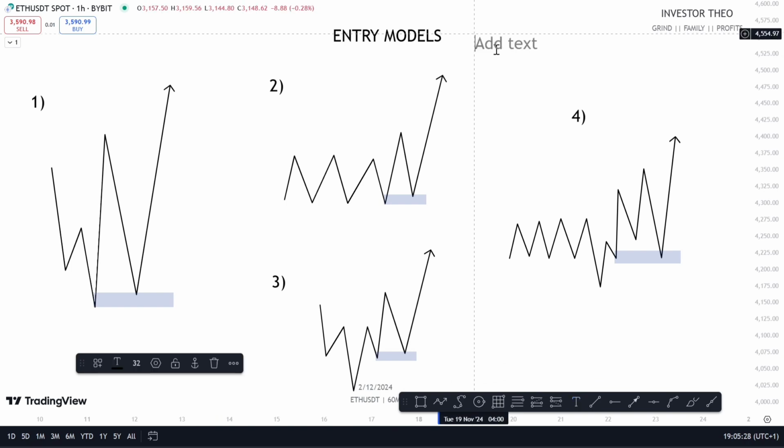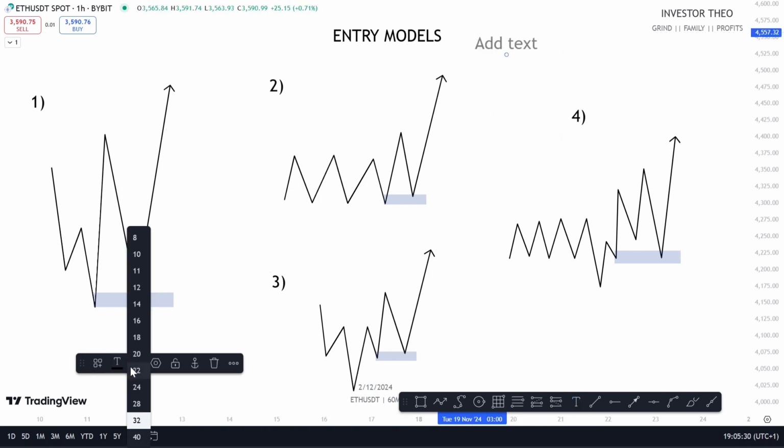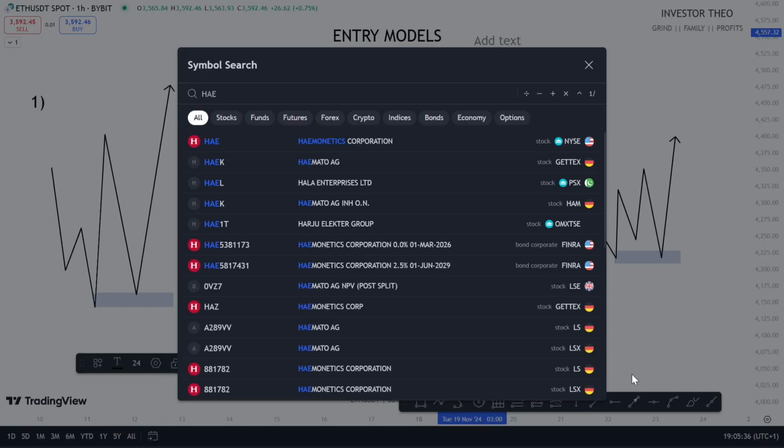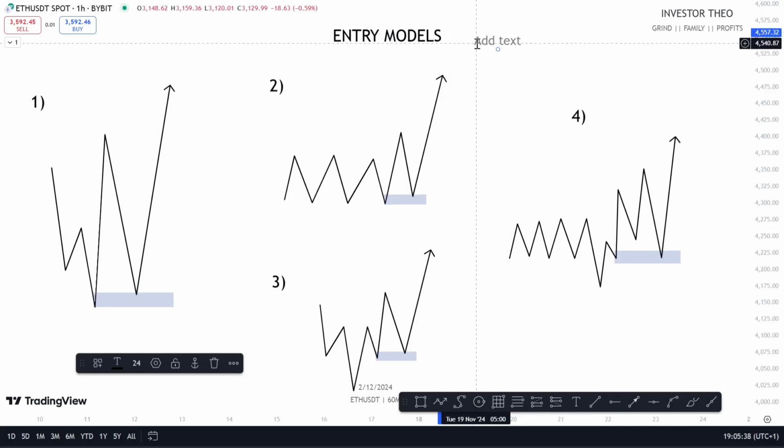So let me use this and just reduce the size to 24. 22 is okay. 24. Right, they have high probability of playing out. So structures with high probability of playing out.